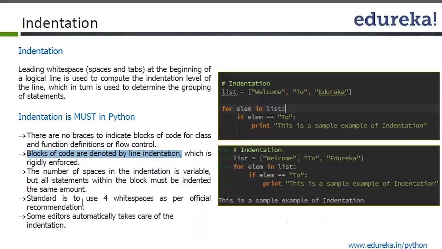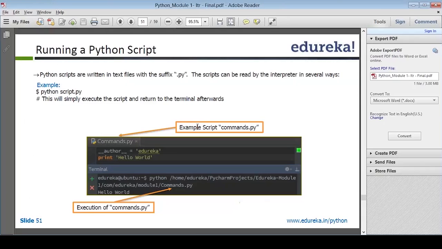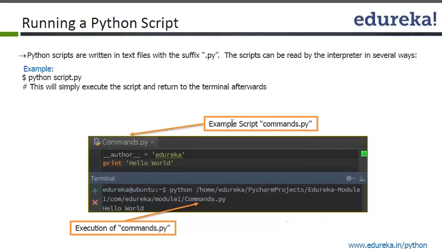Okay, so I'm moving forward from here. Standard is to use 4 white spaces as per official recommendation. I use tab. Officially it's 4, but I like using tab. That's easy. Some editors automatically take care of this indentation. I don't know whether it's 4 or 5. 1, 2, 3, 4. Yes, it's 4. I like using tab, so it automatically gives me 4. This PyCharm automatically takes care of that.